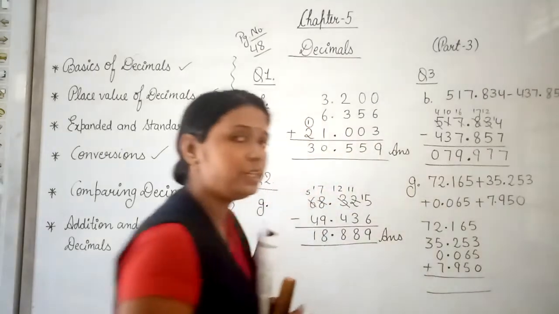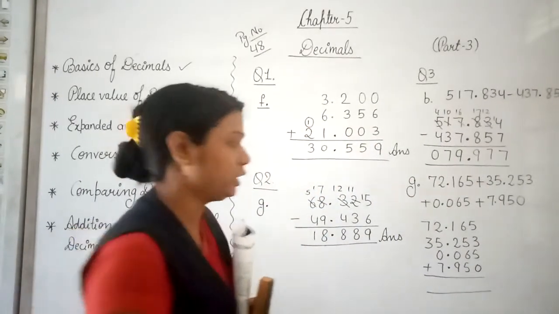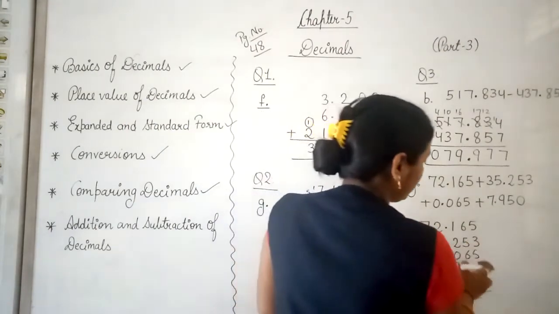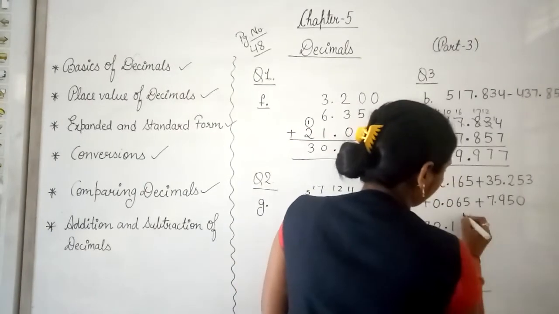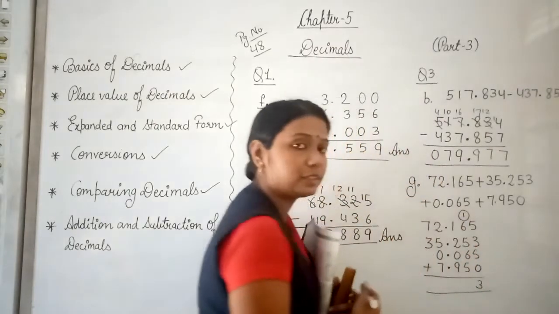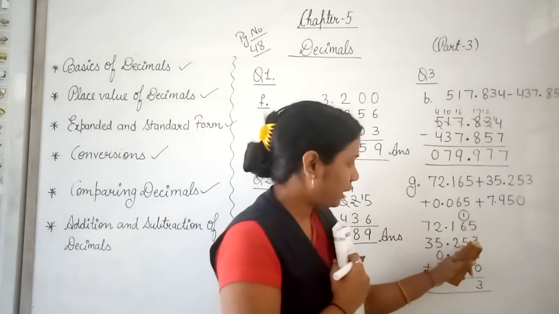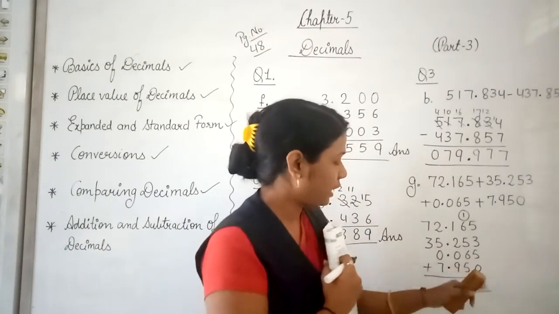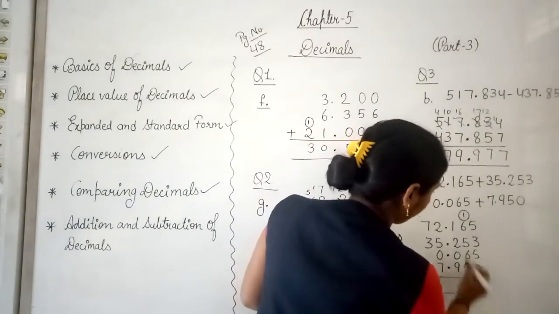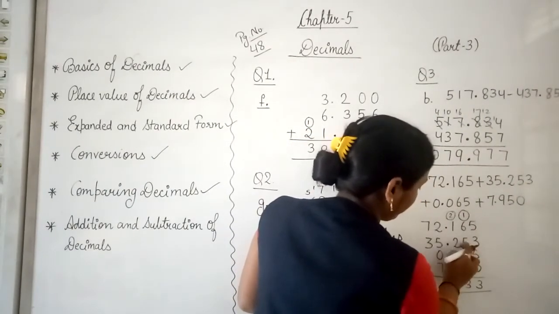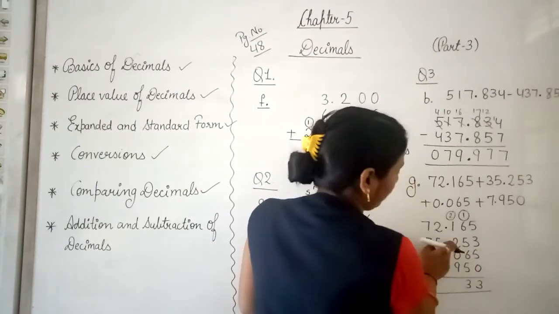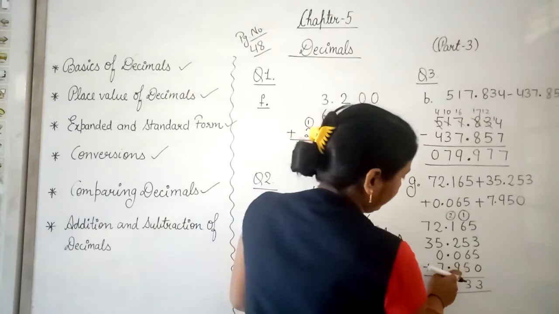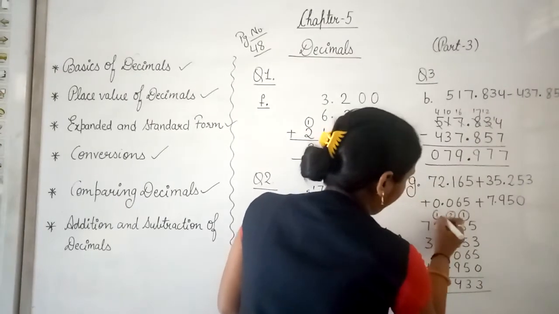Now we have to add. It will be the same as we do with counting numbers. So 5 plus 5 is 10. 10 plus 3 is 13. 13 plus 0 is 13. Now 6 plus 1 is 7. 7 plus 5 is 12. 12 plus 6 is 18. Let me check again. 7, 5, 12, 18, 3. Now 2 plus 2 is 4. 4 plus 1, 5. And 5 plus 9 is 14. Okay, so we will write 1 here.